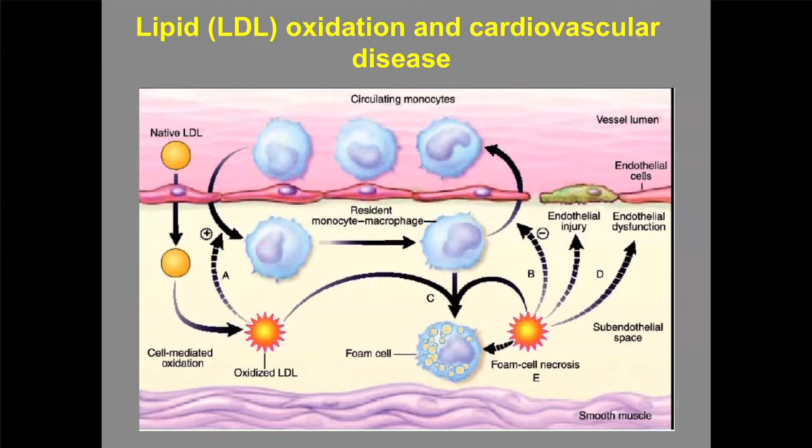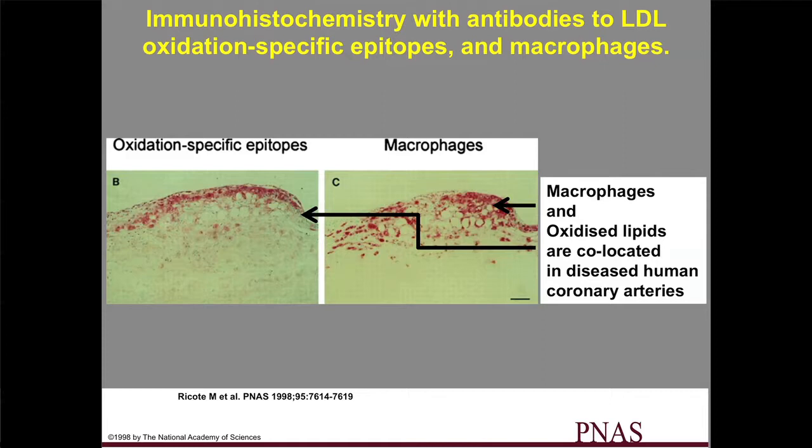Just to show you that that's happening here, this is from a human section of an artery, and what you see here in red, first of all, these are cells which are stained with something which is against oxidized LDL, and this one here, this parallel section, is from a section where the macrophages are stained, and they co-localize.